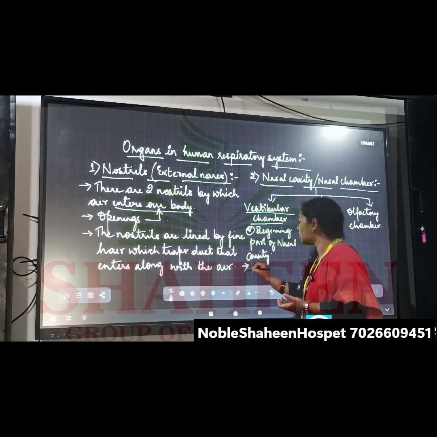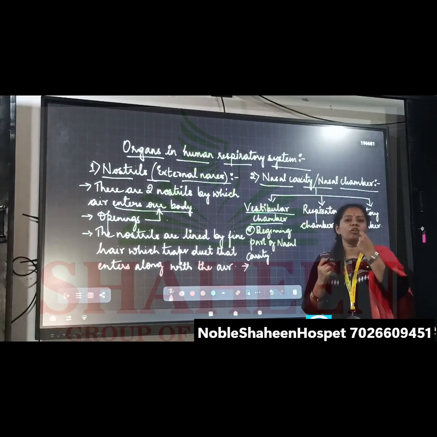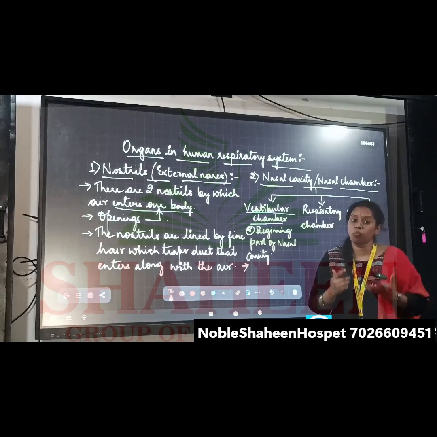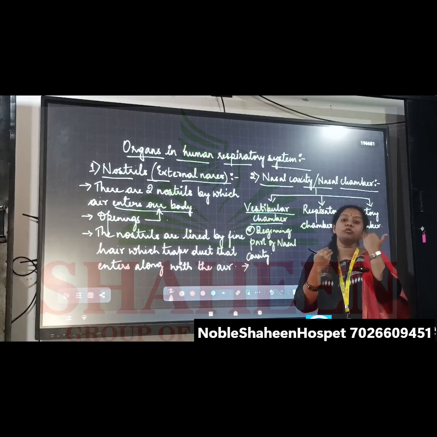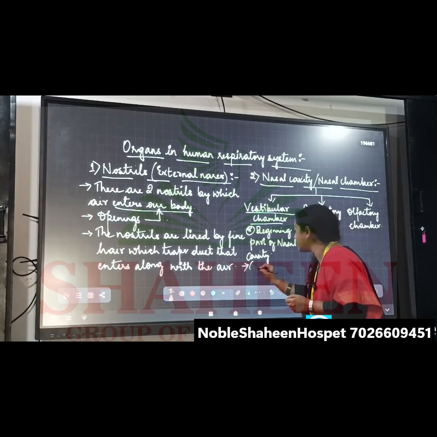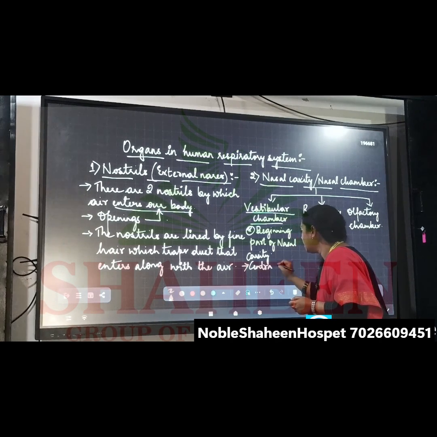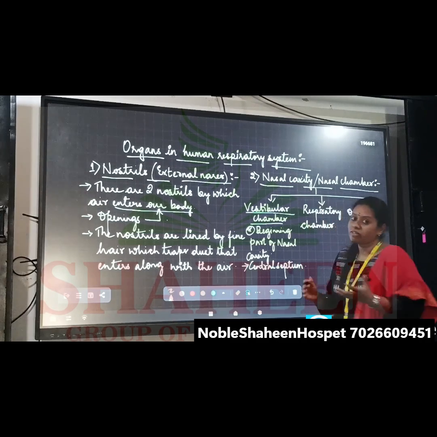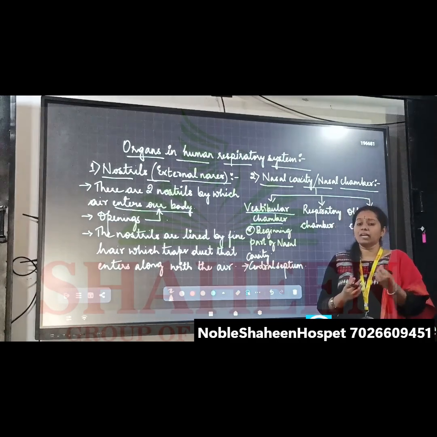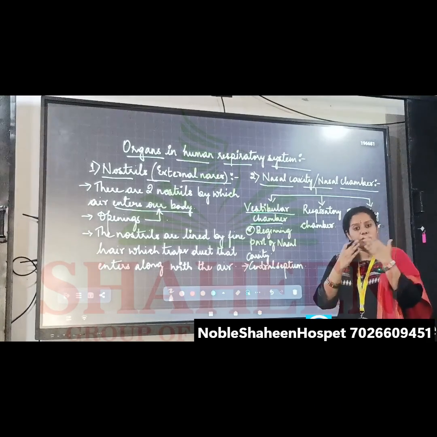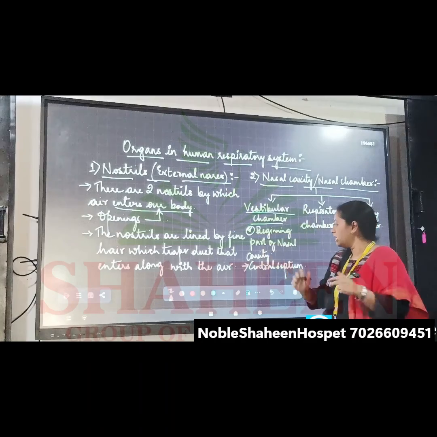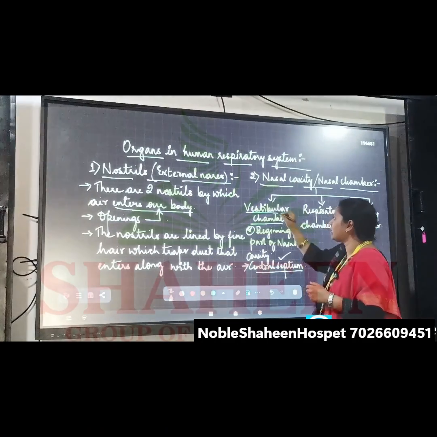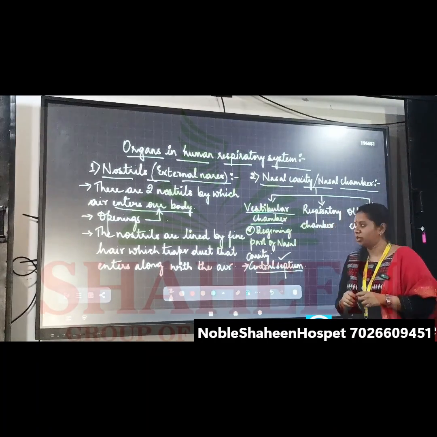This is the region where we can see a septum, a cross wall, which divides our nasal cavity into two regions. The central septum is the cartilaginous part which divides our nostrils into the right one and the left one. So this is the part that comes under the vestibular chamber.